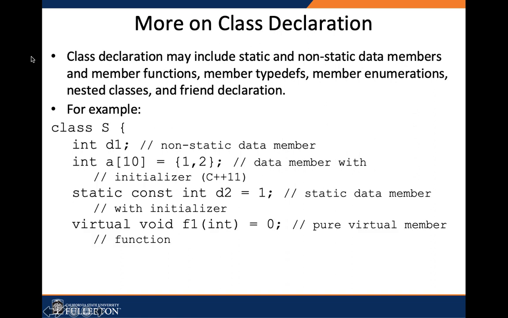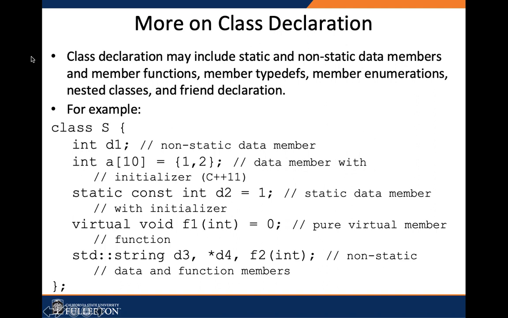And then we can have a virtual function, f1, which has a single argument, and we declare this function to return void, because pure virtual member functions typically return void. And then we have more data members, which are non-static. So we have D3, which is of type string, D4, which is a pointer to a string, and we have the function f2, which returns a string and has a single argument of type integer. Because we use the keyword class, all these data members are private.